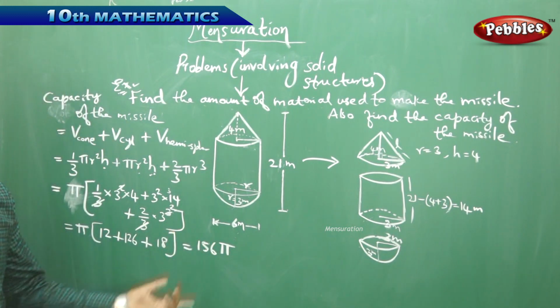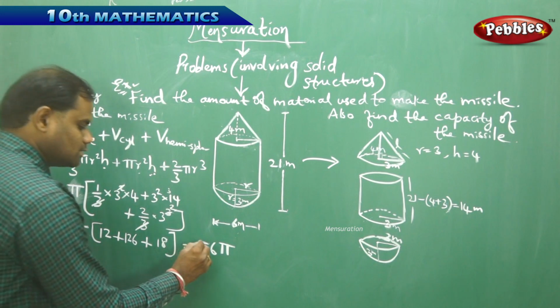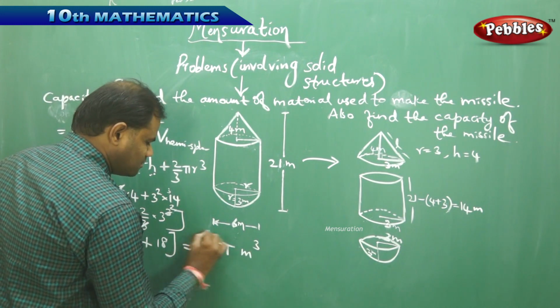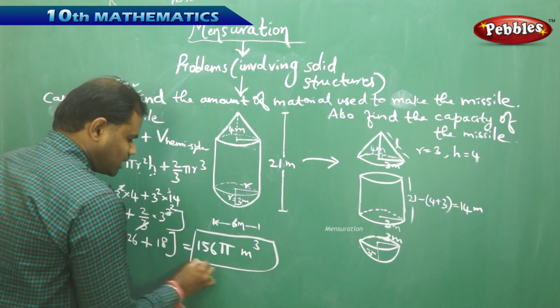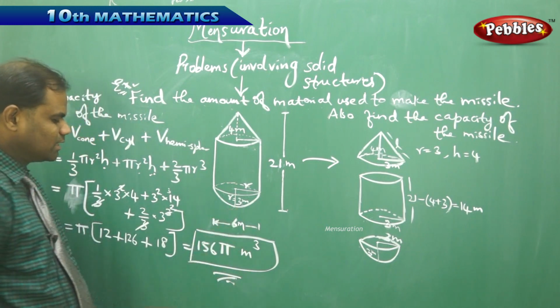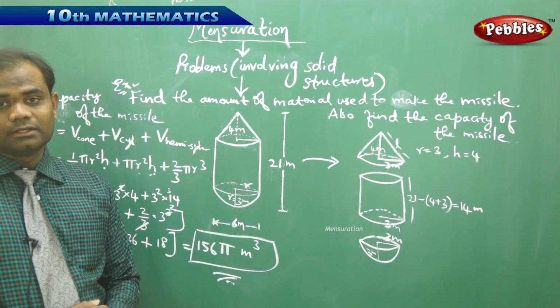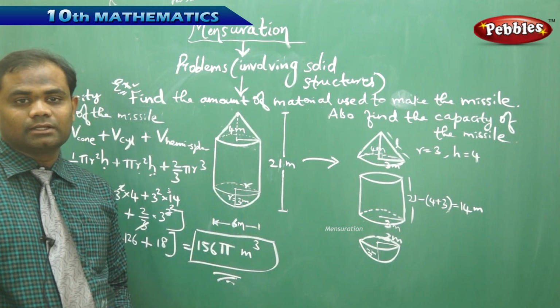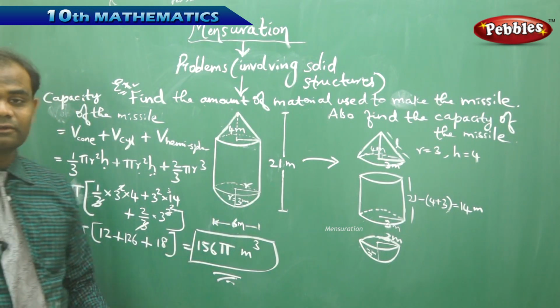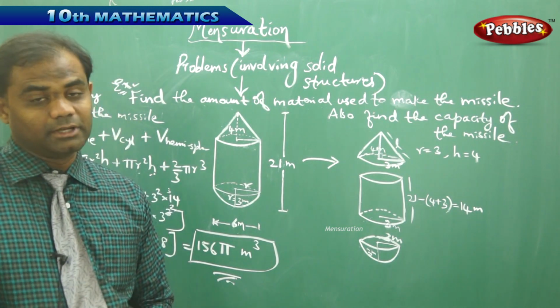which can be simplified using the pi value, or this is simply this many meter cube. So the capacity of the missile is 156 pi meter cube in making the complete missile. The space occupied is 156 pi meter cube.